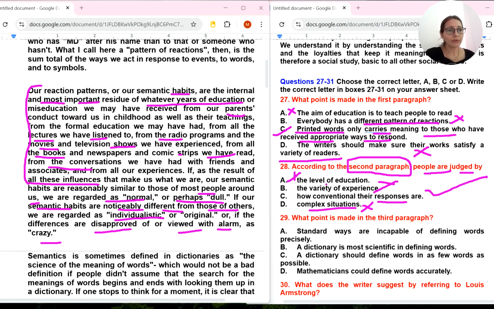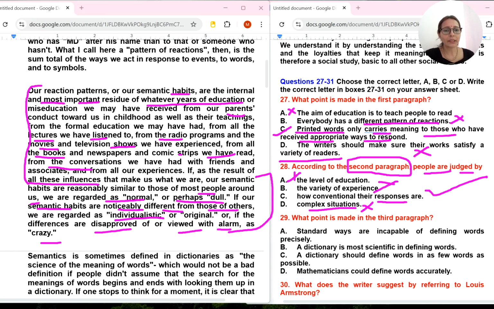Because, how I have found it, although directly they are not talking about how conventional their responses are, they are not talking about people being judged by education, they are not talking about people being judged by experience, and not talking about complex situations. These are not complex situations; from here to here is just an explanation of the points. Three types of people, whether normal or individualist or something else, crazy kind of thing.